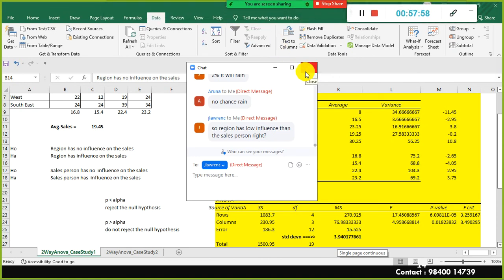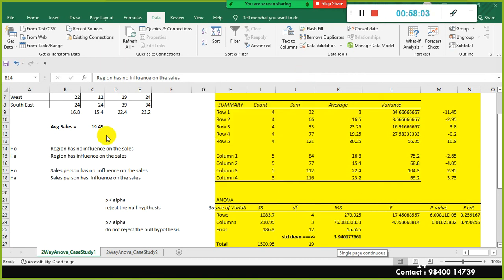No. I think you correctly answered so far, Gilbert. See, the probability is very, very less that the region has no influence on the sales. That means the chances are high that the region has high influence on the sales. So the probability to support the null hypothesis is very, very less. That means the chance of raining tomorrow is very less. What does it say?